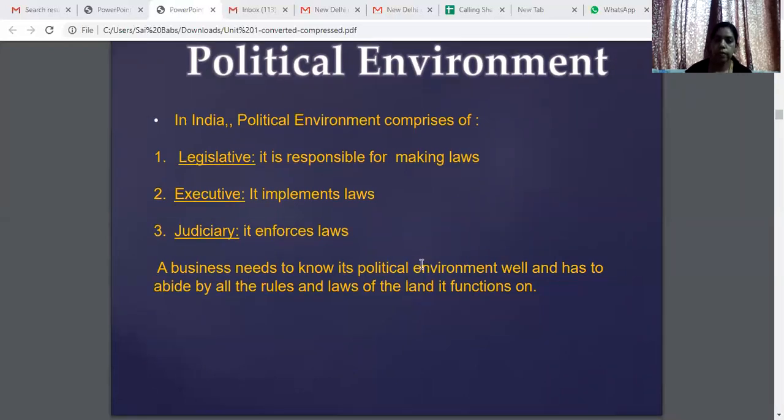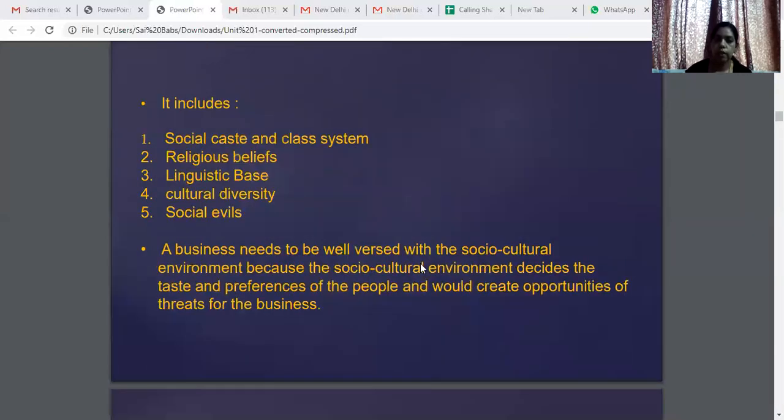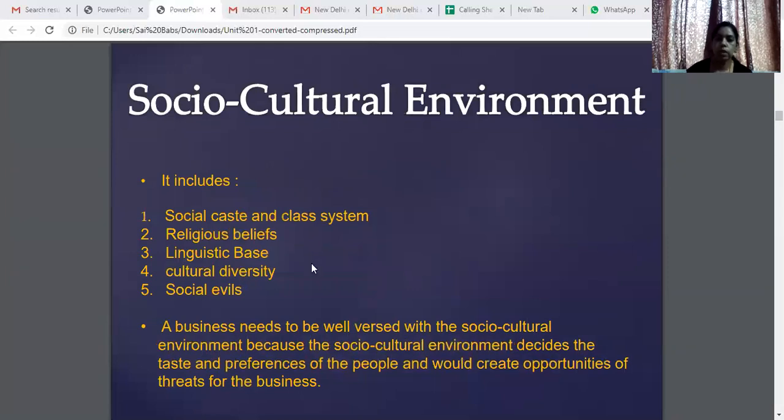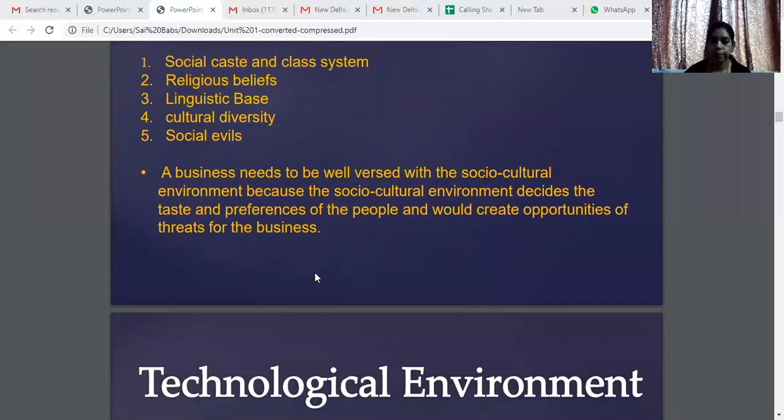Then we have social and cultural environment that includes social caste and class system, religious beliefs, language, cultural diversity, social evils. So if we run our organization in one country, we have to understand the social and cultural environment of the country. Then only we can produce goods and services as per the choices of the consumer. So social environment is very important.